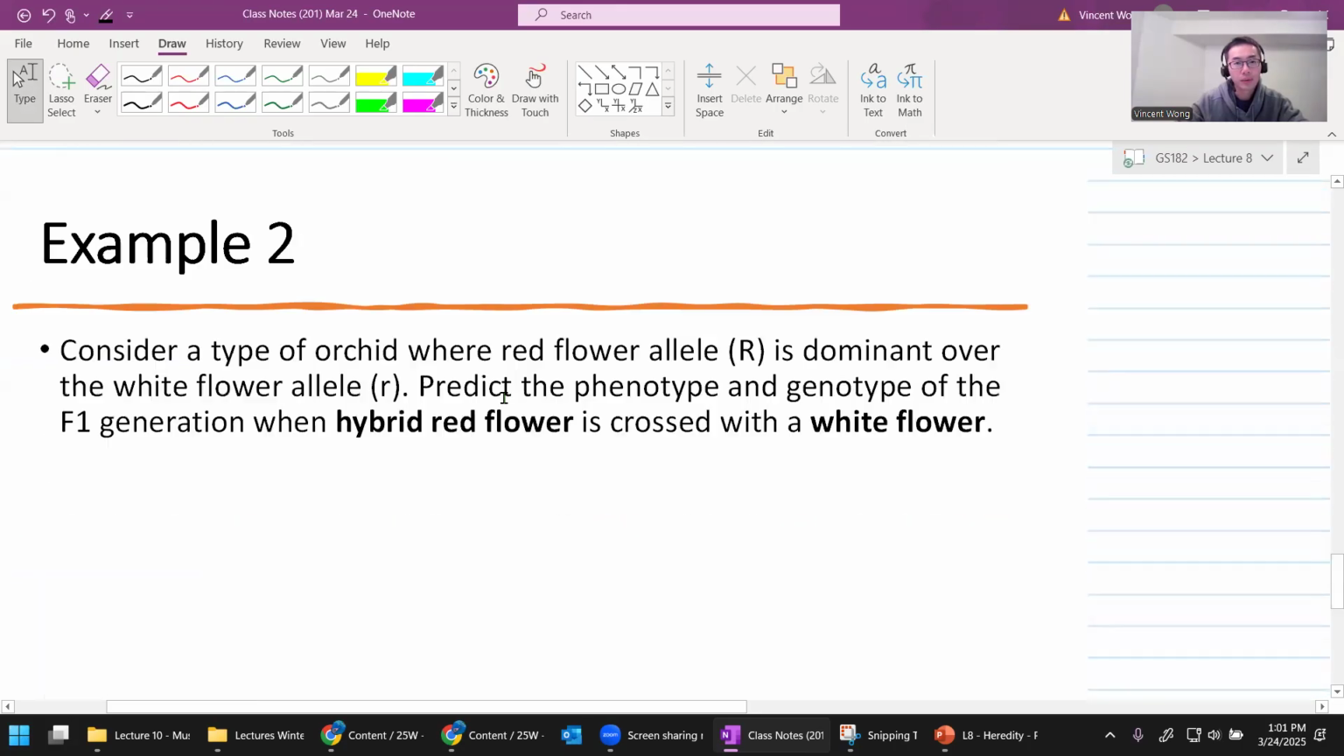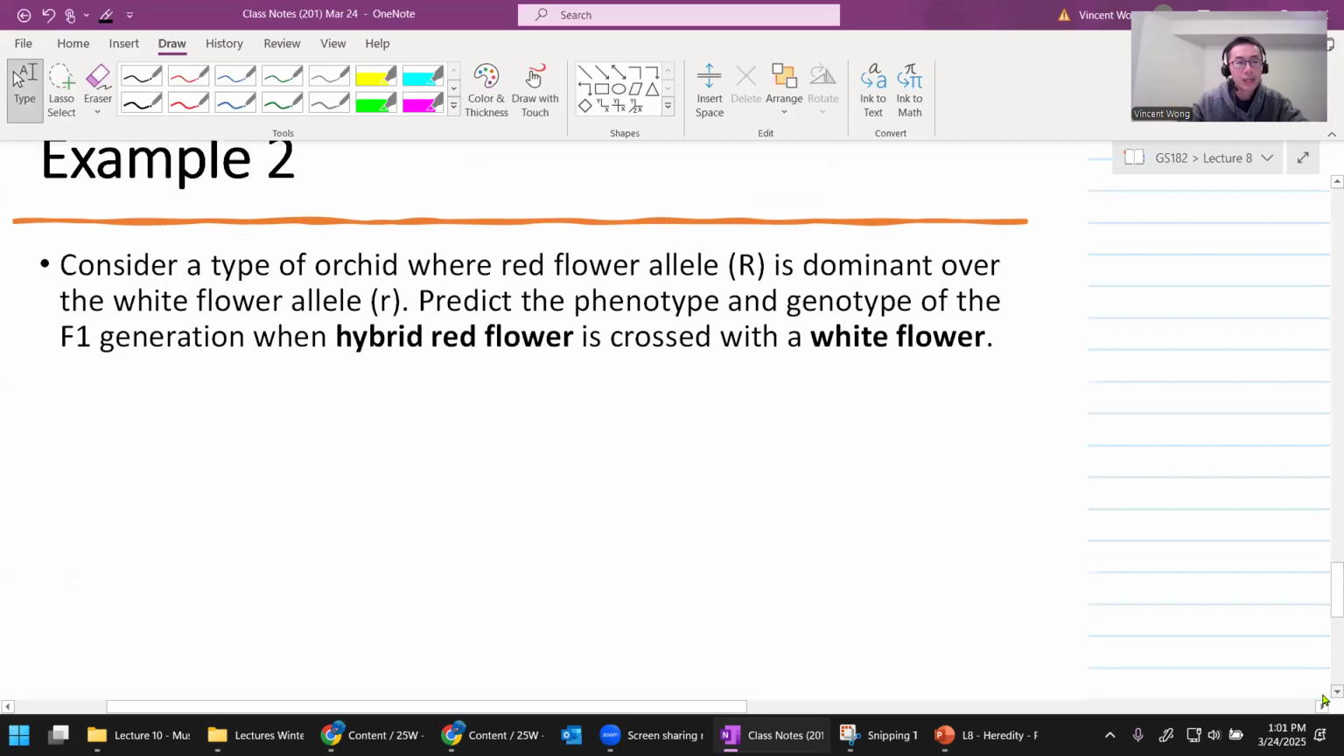All right, let's do another question here. Consider a type of orchid where the red flower allele is dominant over the white one. Predict the phenotype and the genotype of the F1 generation. I'll do this one with you, and then you can try the next one. It's always nice when the question gives you the letters. If not, you will have to come up with it yourself. So hybrid red. What is a hybrid red? Well, hybrid red is big R, small r. Hybrid is the same as heterozygous.